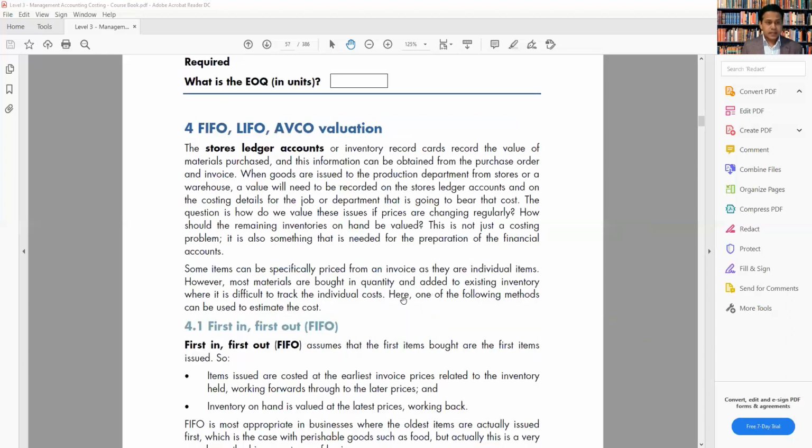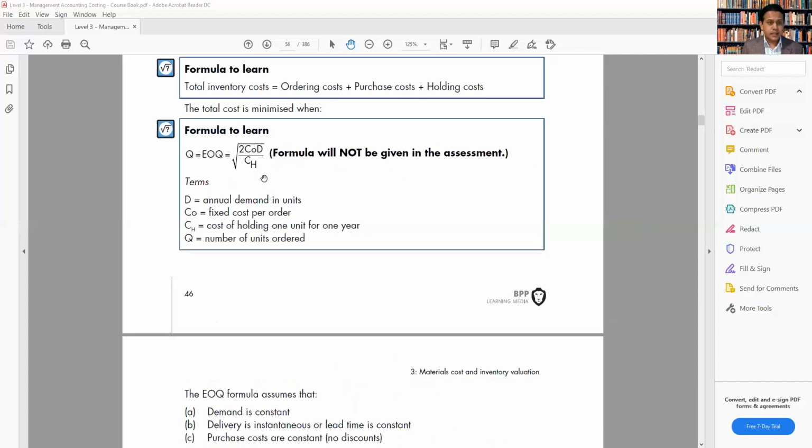The formula will be in the books anyway, so you can get the formula. But you know the formula, that is the square root of 2CoD over CH. You can see here 2 times CoD, that is CH. So you have the explanation of that. 2 is from the formula, Co is the cost of ordering, D is the demand, but demand for the whole year, and CH is the cost of holding. That's it.